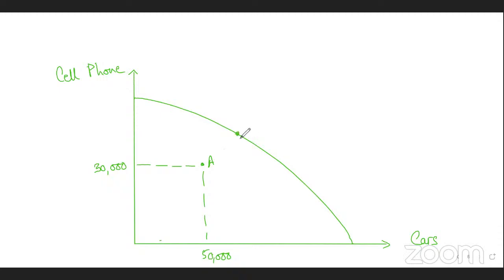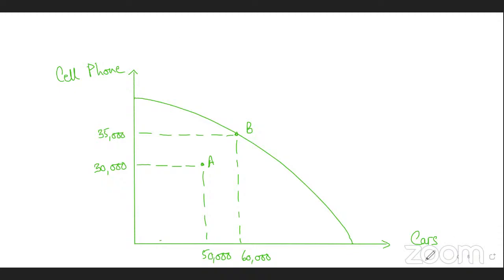When you move from a point within the curve to a point on the curve, now this is where you are fully utilizing your resources, right? And that is where you will be able to produce more goods, a greater quantity of the goods. So you can see for yourself that on point B, an economy is producing, let's say, 60,000 units of cars, which was greater than what was being produced on point A, which was 50,000, and you're also producing a greater quantity of cell phones, right? This is making sense, students, right?